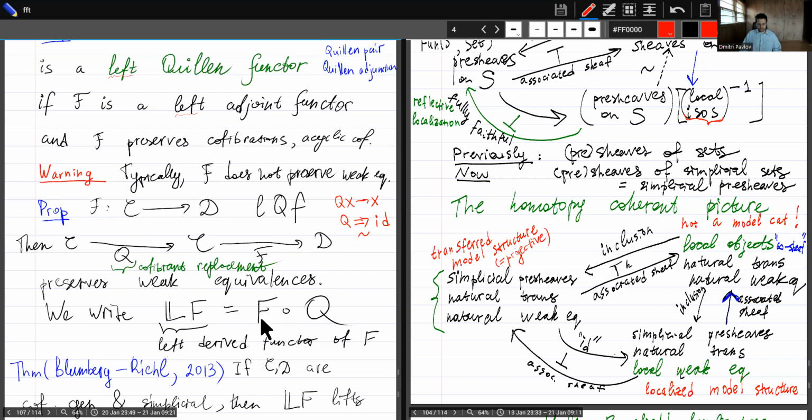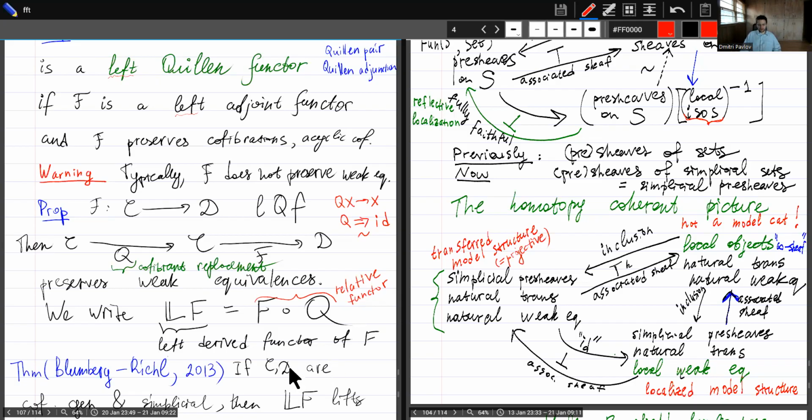This composition of F with a cofibrant replacement is known as the left-derived functor of F, and is denoted by a bold capital L with F after it. By definition, the left-derived functor is a relative functor. It preserves weak equivalences. And as it turns out, in the appropriate homotopy coherent sense, it will be a left adjoint.